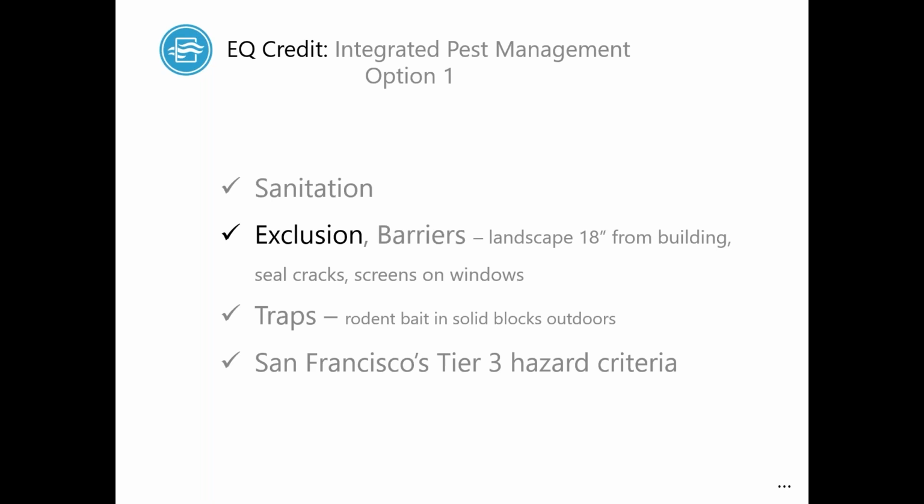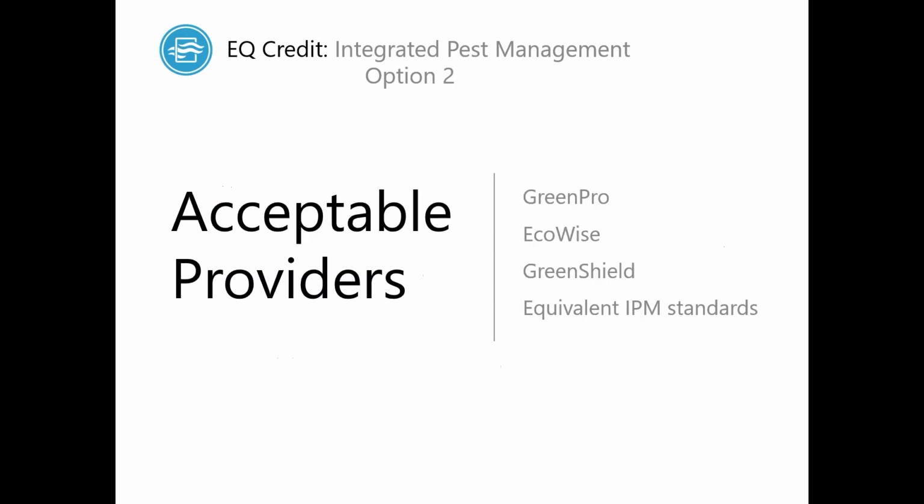So LEED recognizes specifically the San Francisco tier 3 hazard criteria. So those are going to be the less toxic, more natural type pesticides. So ones that are either more environmentally friendly or made from more natural materials. Peppermint oil is a good one that works really well for cockroaches and ants. So using some more natural-based products. And so that's on that San Francisco tier 3 hazard criteria list. Those are pesticides that are LEED compliant and can essentially be used at any time.